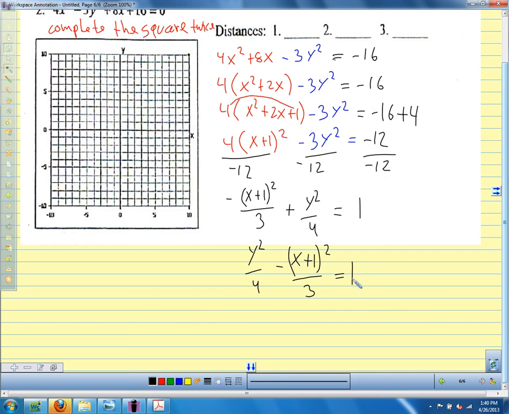So looking at this equation, is this going to be vertical or horizontal? The y is positive, so this is going to be vertical. So I have a vertical axis. The A number we always find under the positive part. So what is A going to be? We have 4 under the positive part, so this is A squared. This is B squared. So A squared is 4, so A equals 2. B equals the square root of 3.